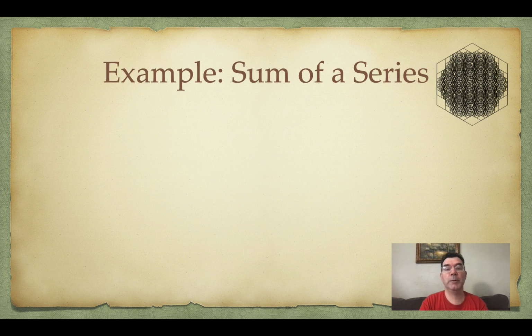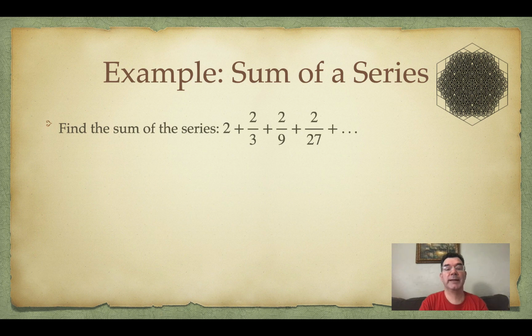So for example, we're going to find the sum of the series 2 plus 2/3 plus 2/9 plus 2 over 27, and so on. That series goes on forever. All right, and so we need to find two things for each of these geometric series. We need to figure out what the first term is, and we need to figure out what the common ratio is. So the first term is 2.